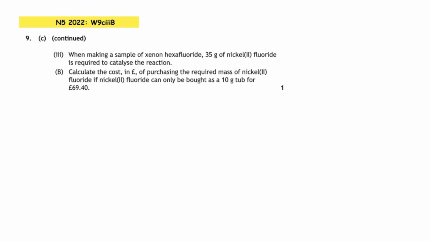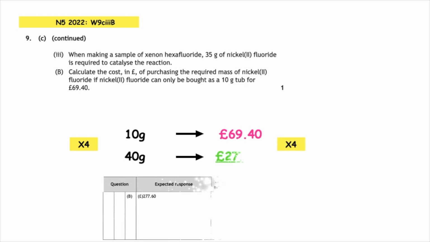Calculate the cost in pounds of purchasing the required mass of nickel(II) fluoride if nickel(II) fluoride can only be bought as a 10 gram tub for £69.40. Now, because it can only be bought in 10 grams, we've got to have a total of 35, which means we would have to buy 4 tubs. So if we do 4 times £69.40, that would give us £277.60.